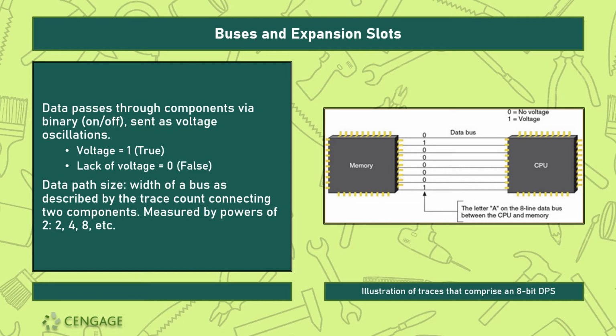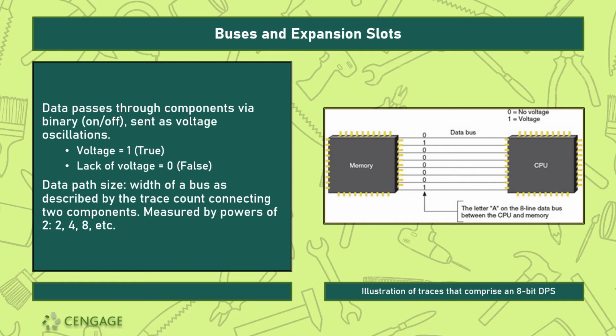The data path size of a component is the width of a bus, described by measuring the trace count. Now, traces, because of how binary mathematics works, are measured by powers of 2. So 2, 4, 8, 16, etc. We can see on the graphic on the right that we have a memory chip and a CPU, and there are 8 traces between them, so the DPS would be 8.